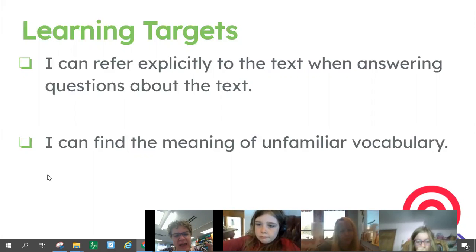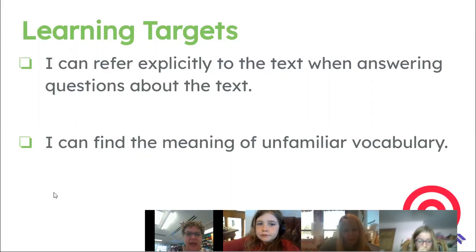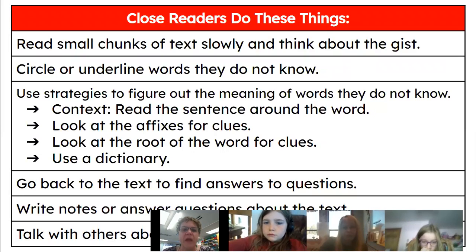So today you're going to have to look at the vocabulary and think about what this particular vocabulary in this case means. Not what I think it means. I'm going to go back to the text and make sure, what does it mean in this case? What does it mean right now in this text? Okay, so here are our reminders of what we do when we are a close reader. All right, so we read the small chunks of text slowly and think about it.